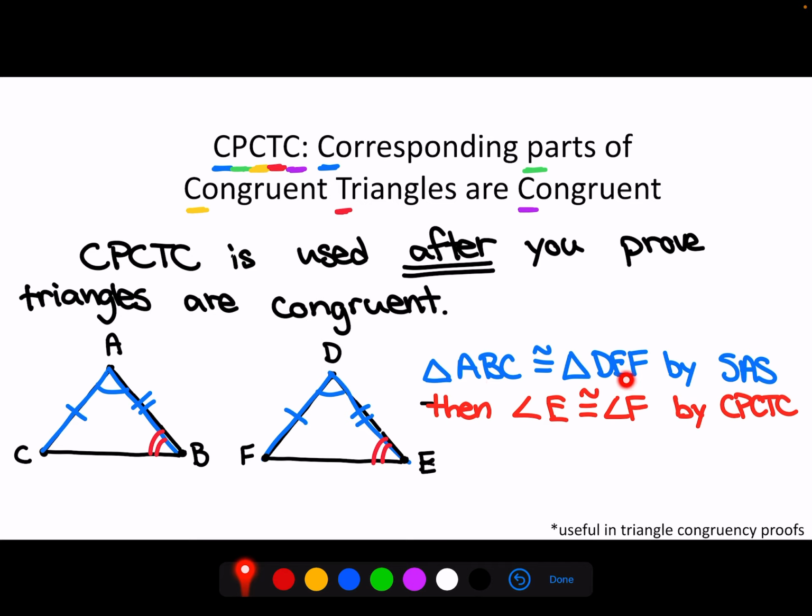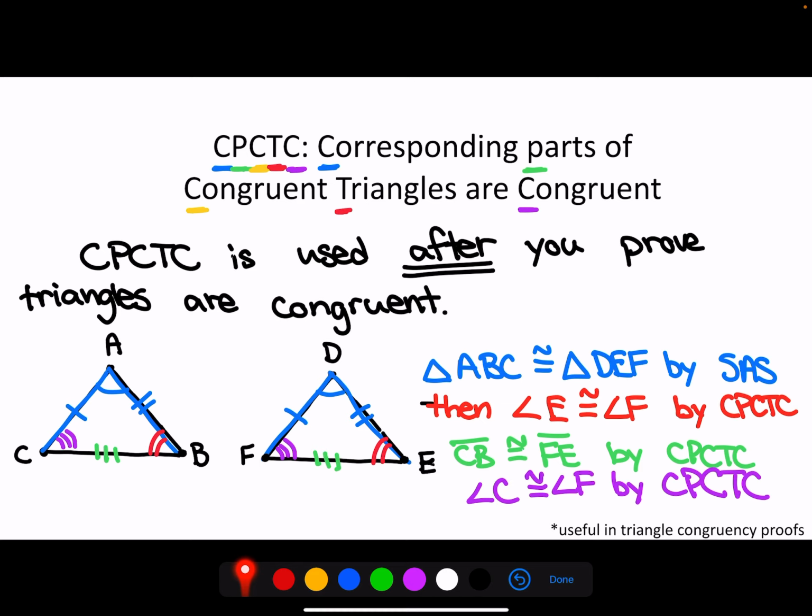And B and E are both written second, so they are corresponding to each other. I can then also say that segment CB is congruent to segment FE by CPCTC. Again, BC is the second and third letters here, and then E and F are the second and third letters, so those are corresponding parts as well. And then lastly, we can also say that angle C is congruent to angle F by CPCTC. Again, these two angles will be congruent if the triangles are congruent.